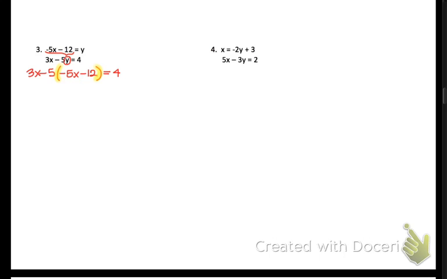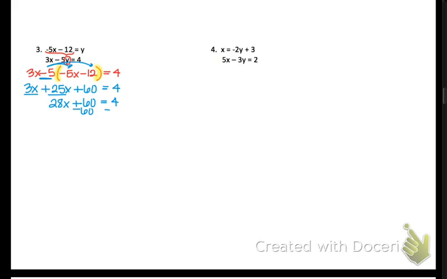The other thing is not to ignore the fact that this is a negative 5 that you're going to be distributing. So we want to watch for that. The 3x is not going to change. Negative 5 times negative 5x makes positive 25x, so now it's addition. And negative 5 times negative 12 is positive 60. And that's equal to 4. Like terms here and here, that makes 28x plus 60 equals 4.